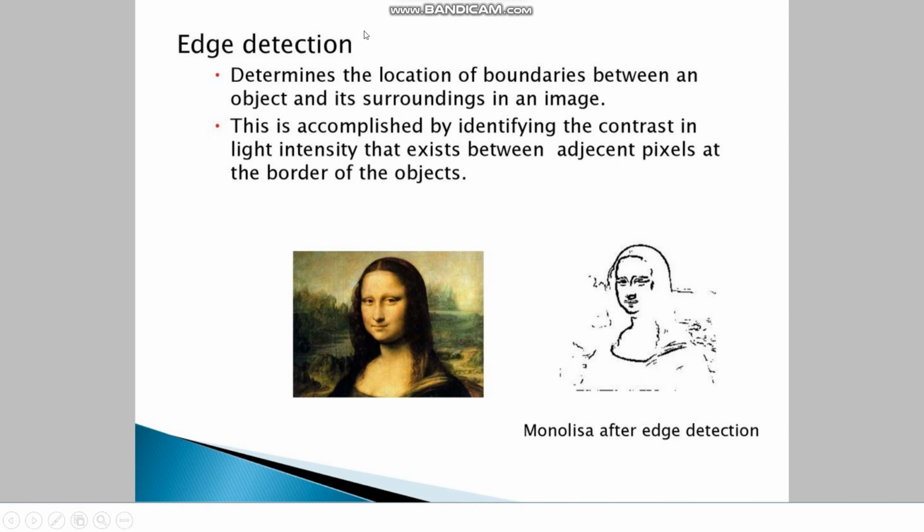Let us go to the text. Determine the location of boundaries between an object and its surroundings in an image. This is accomplished by identifying the contrast in light intensity between adjacent pixels at the border of the object. So again, we don't want the whole information in the picture. We just want the edge detection. The edge of the Mona Lisa picture is sufficient. We need not look at the background or everything else. It is not required.